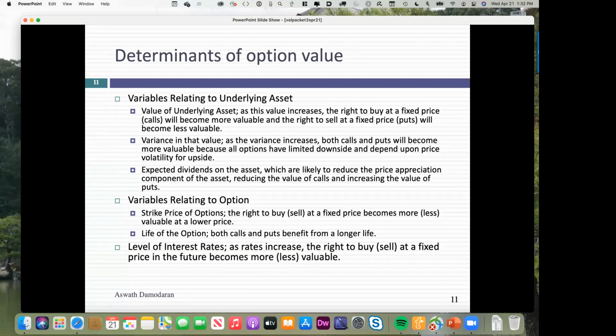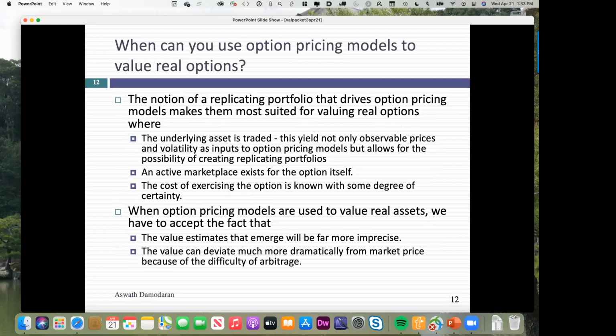So let's think about option pricing models. When you think about option pricing models, it's worth remembering that every option pricing model is built on two foundational principles. The first is the notion of a replicating portfolio. Sounds fancy, but a replicating portfolio is created by combining the underlying asset and borrowing and lending to create something that looks exactly like your option in terms of cash flows. That's what's replicating. The second is the notion of arbitrage.